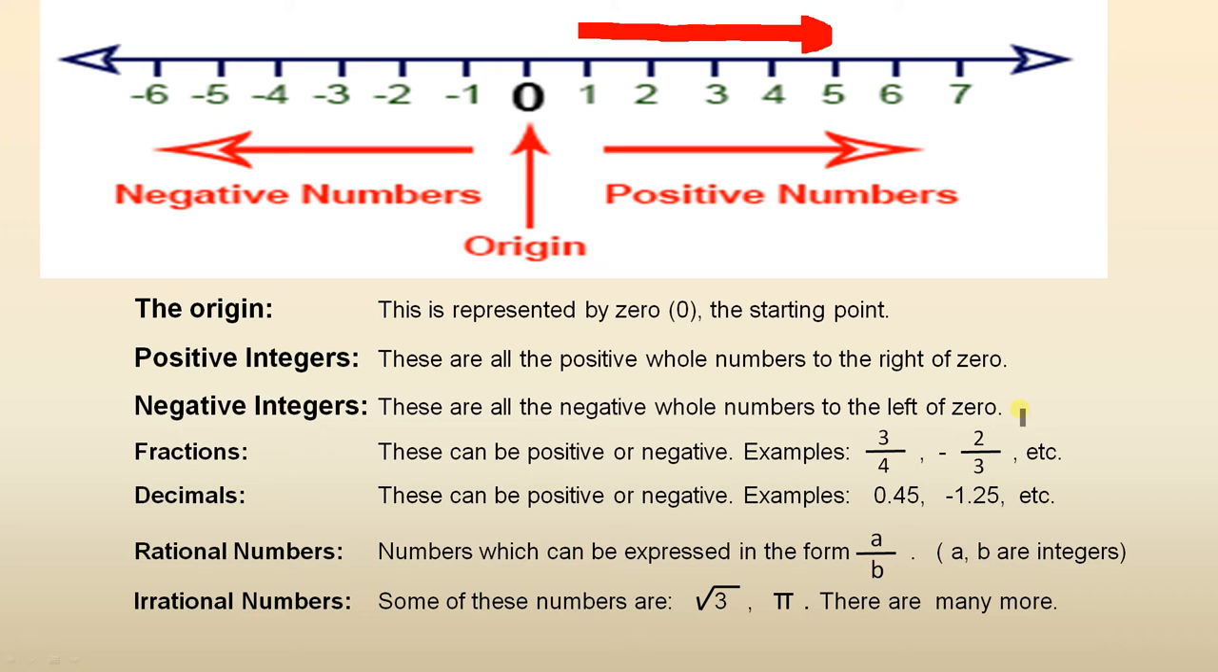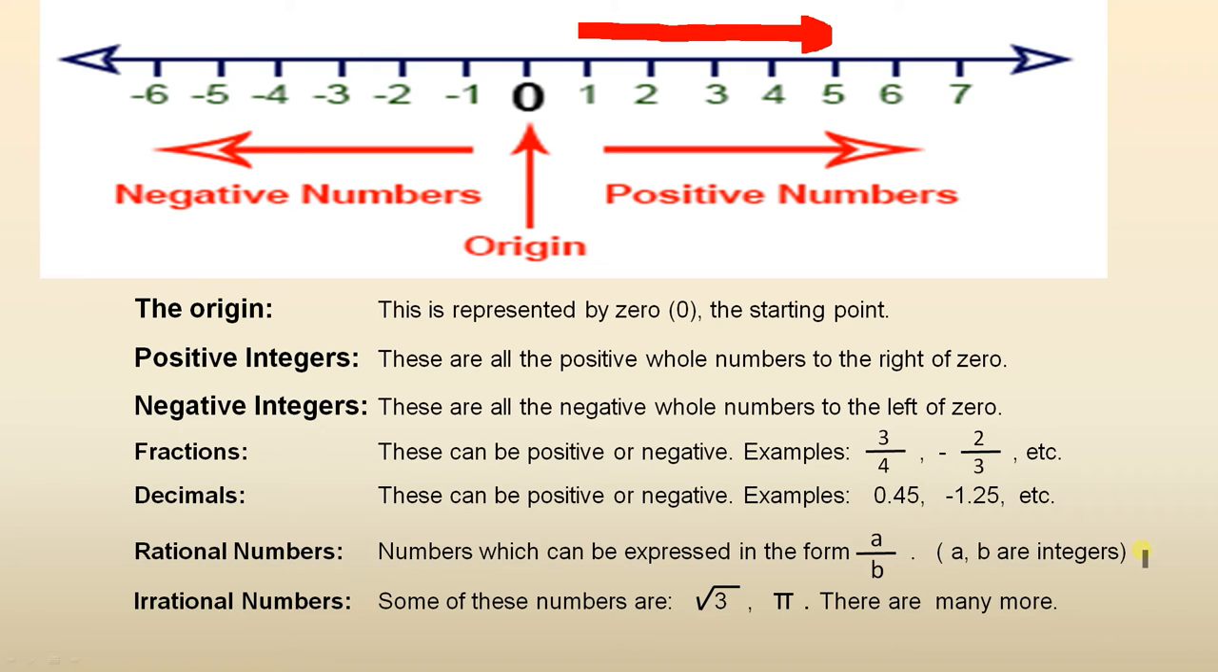Negative integers. These are all the negative whole numbers to the left of 0. Minus 1, minus 2, minus 3, minus 4, etc. Fractions. These can be positive or negative. Some examples are 3/4, minus 2/3. They can exist anywhere on the number line. Decimals. These can be positive or negative. The examples 0.45 and minus 1.25, and they can exist anywhere on the number line.